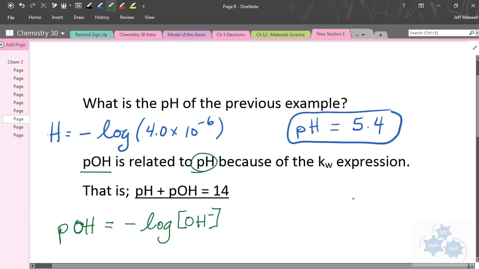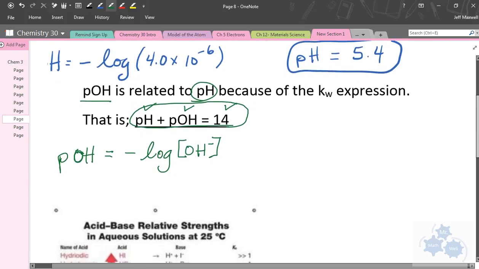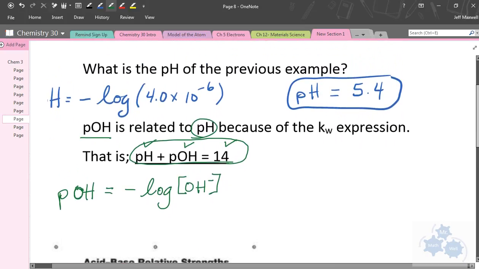Just like the product of the concentrations has to equal 10 to the negative 14, what this means is that the pH plus the pOH has to equal 14 always. That is an important thing to remember. pH plus pOH always has to equal 14. Got that written down?